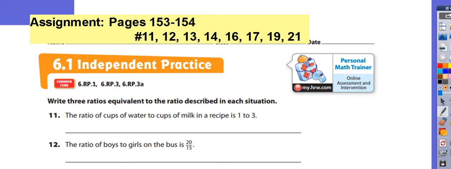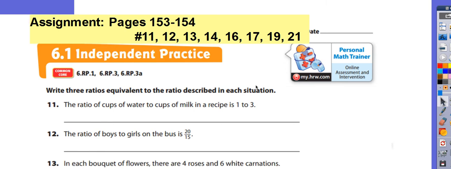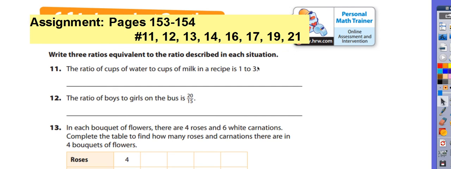Okay, this video is pages 153, 154, numbers 11, 12, 13, 14, 16, 17, 19, 21. And this video will not provide answers to the questions, rather it will be hints. I'll read the directions with you, offer you hints, make sure you're on the right track, but you'll actually have to do the solving. So we're going to start on number 11 and 12.